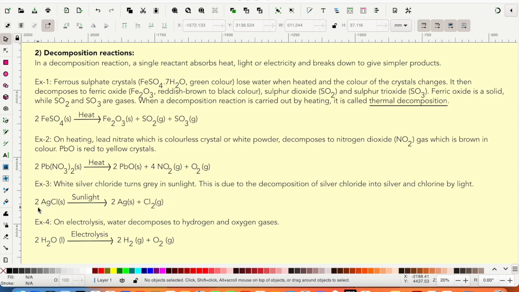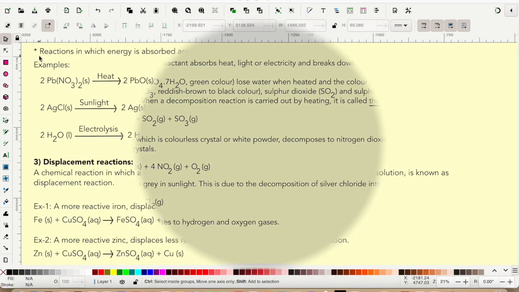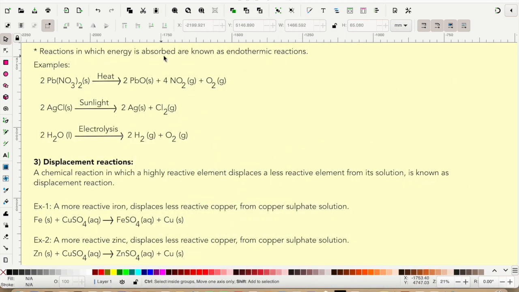Another example is white silver chloride turns grey in sunlight. This is due to the decomposition of silver chloride into silver and chlorine by light. Another example is on electrolysis, water decomposes to hydrogen and oxygen gases. Reactions in which energy is absorbed are known as endothermic reactions. Words like heat, sunlight, or electrolysis are written over the arrow to indicate endothermic reactions. These three reactions are endothermic reactions.